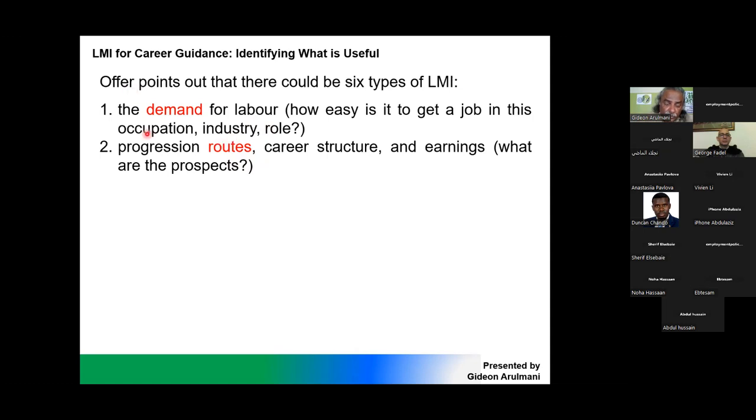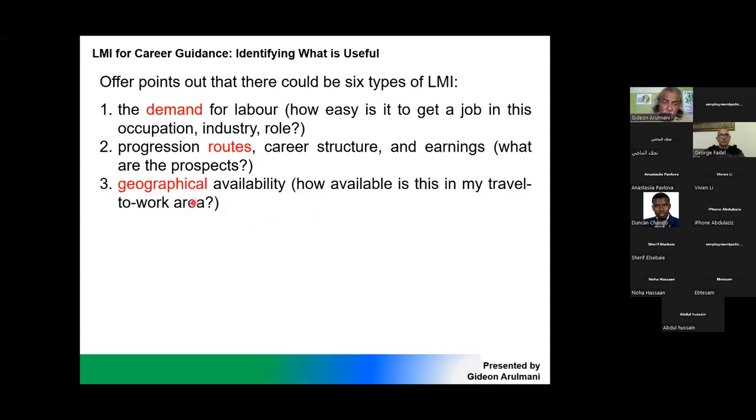According to Offer, what are the progression routes? How can I start here? Okay, this is my career dream. Couldn't get in. Can I start here and make it through a different path? For us to chew and for us to think of.